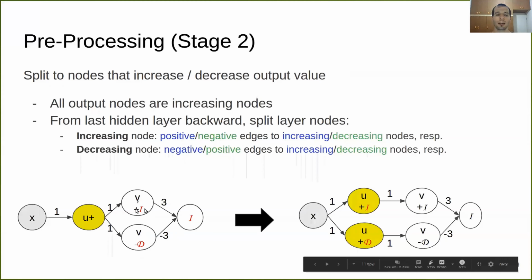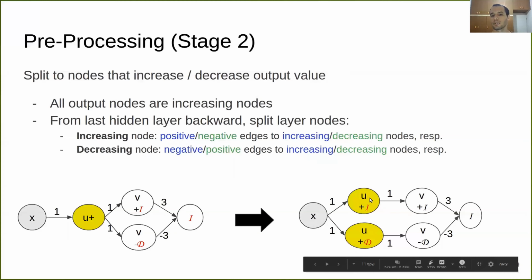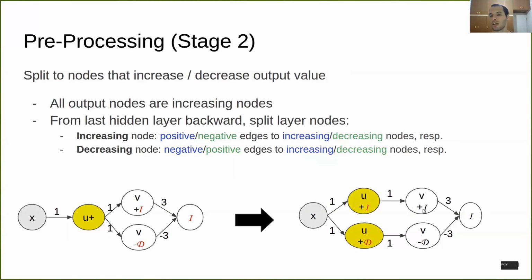In the second iteration, we go to the previous layer, and we want to split U plus into 2 nodes, U plus increase and U plus decrease. U plus increase is an increasing node because it has a positive edge that goes to an increasing node. Therefore, if we increase its value, we also increase this value, which in turn increases the output value. So this is an increasing node.